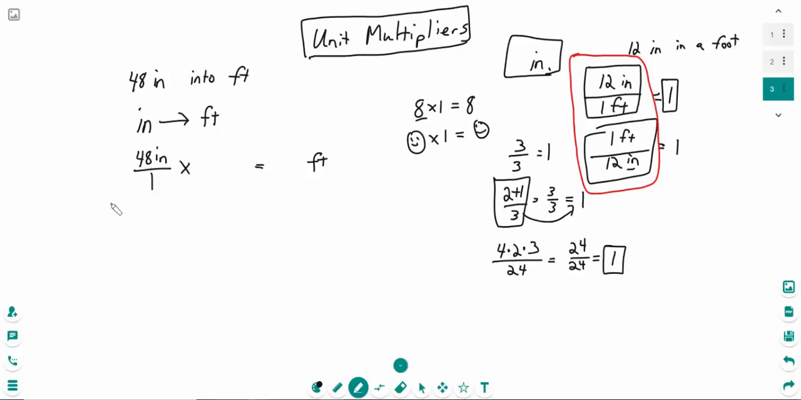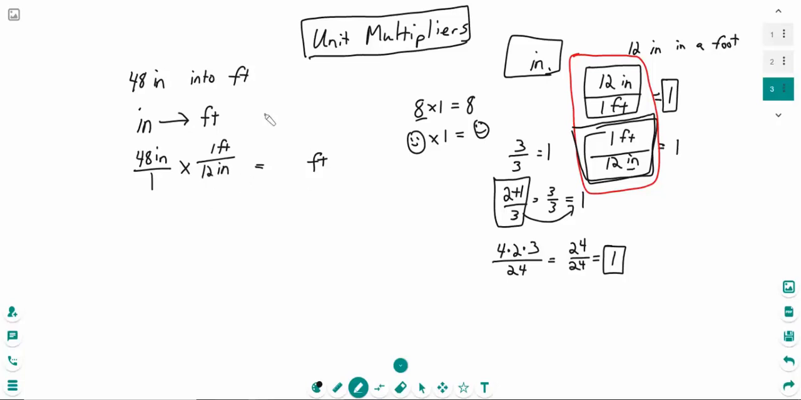Okay. So if our goal is to get something in feet and we have inches in our numerator, let's look for a unit multiplier with inches not in the numerator but in the denominator, on the other side of the fraction. So we're going to use this one, the second one here. Okay, so we multiply this by 1 foot over 12 inches.